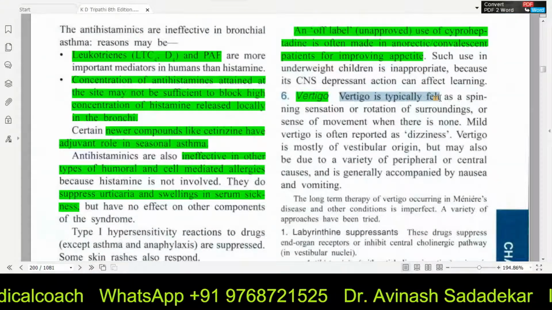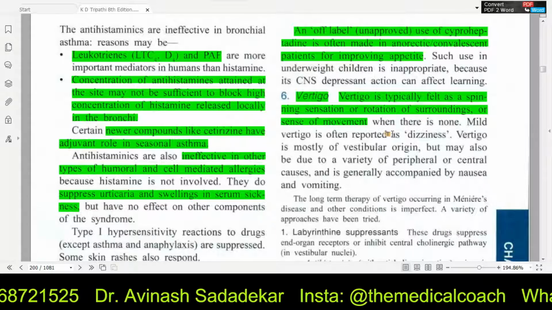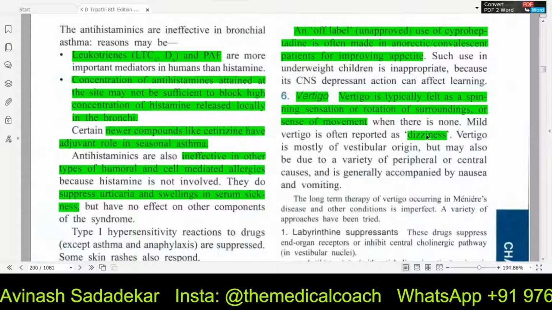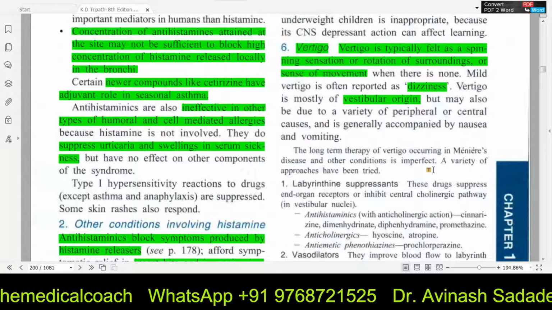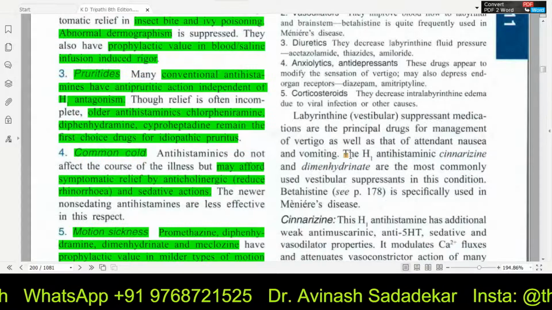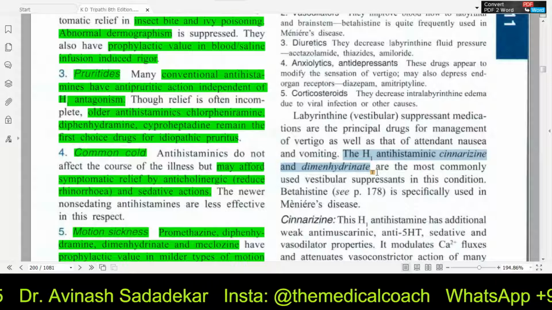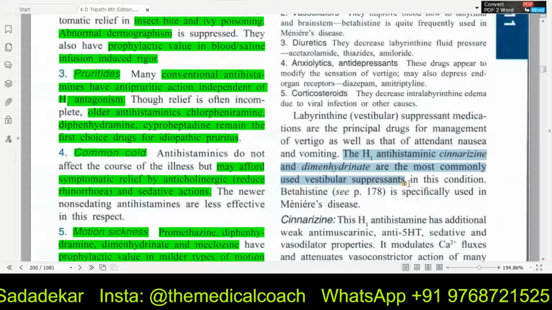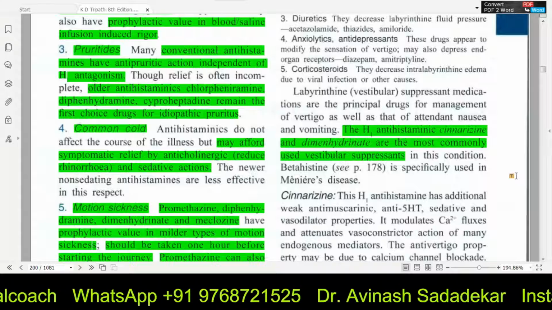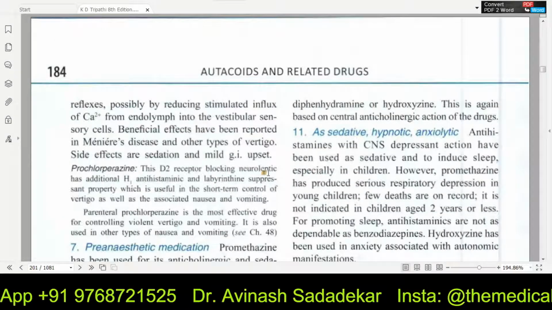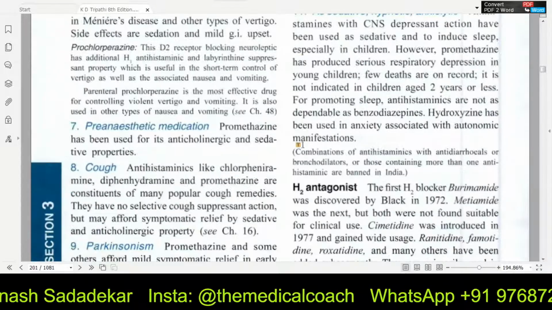Vertigo is typically a spinning sensation or rotation of surroundings or a sense of movement when actually the patient is not moving at all. Mild vertigo is called dizziness. Usually it is of vestibular origin, but it can be because of many causes. Now we are not really going into the details of vertigo. What we need to know is the H1 antihistaminics cinnarizine and dimenhydrinate are most commonly used vestibular suppressants in this condition, and as a result the vertigo will stop. Here they have given you a little description of cinnarizine. You can add that to your answer if you wish.